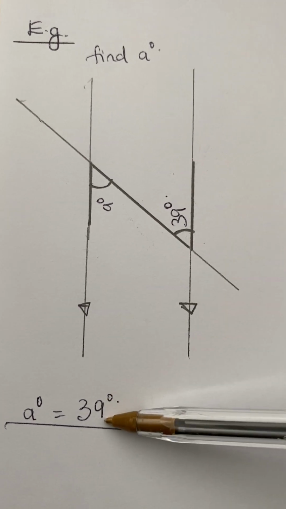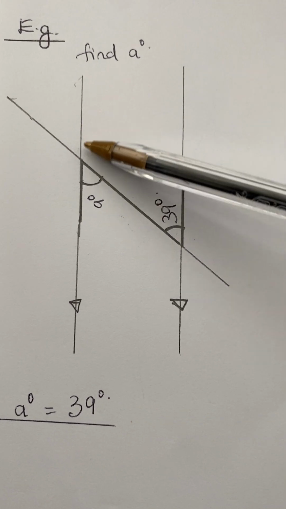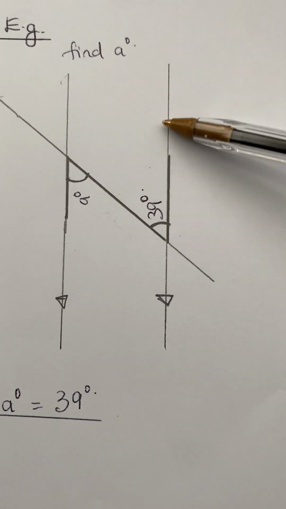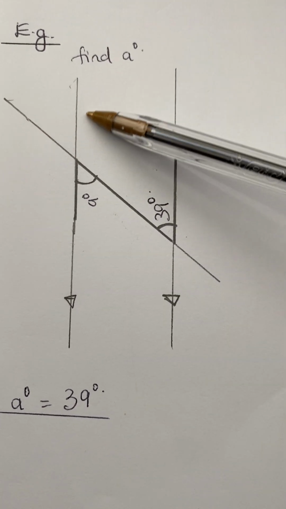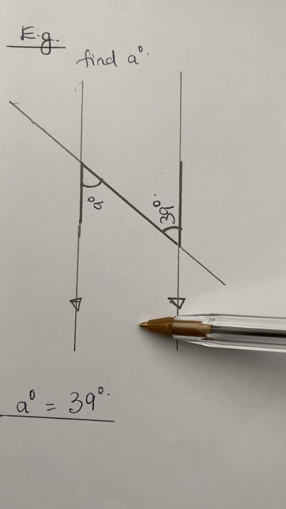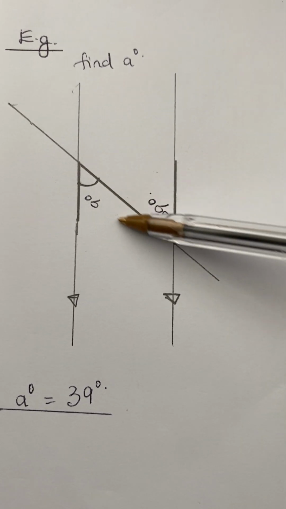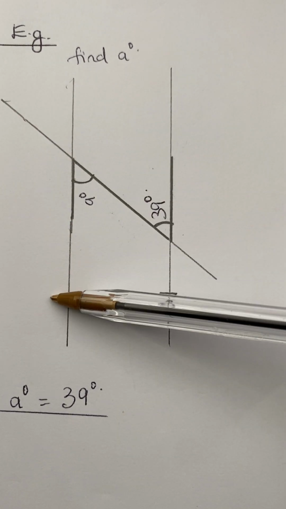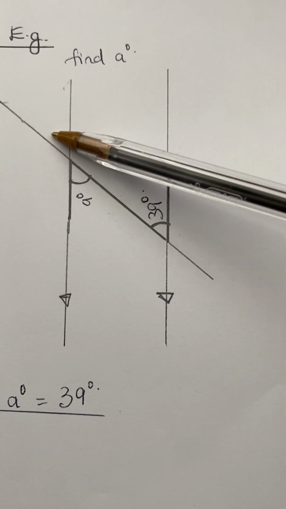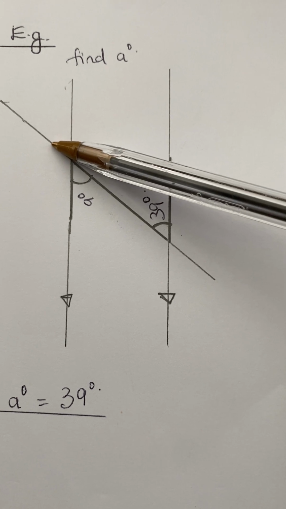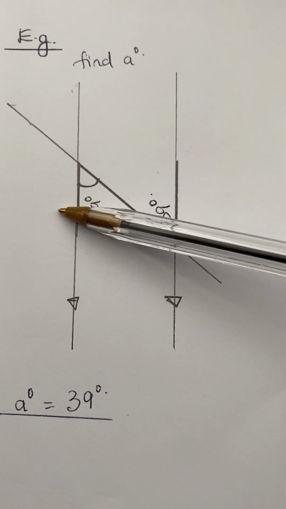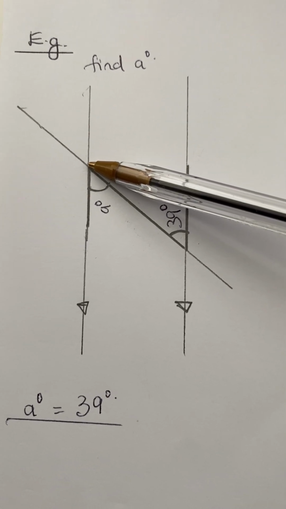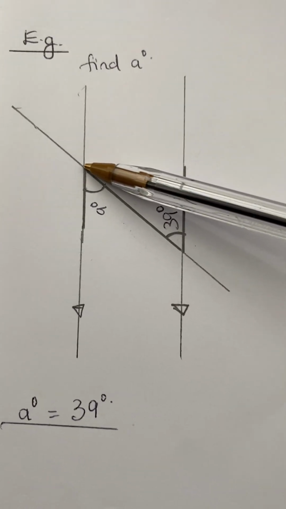The chances are they will give me a complex figure, and I should be able to see where the parallel lines are. I should be able to find the Z, or look at the straight line and look at what angle I have, to use angle on a straight line, or vertically opposite angles, or angle at a point.